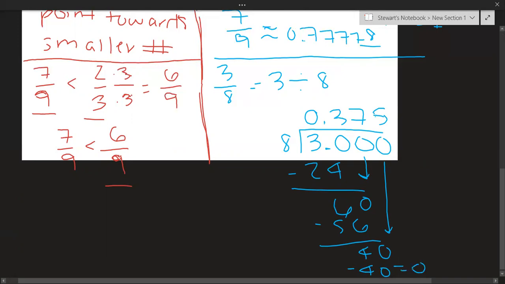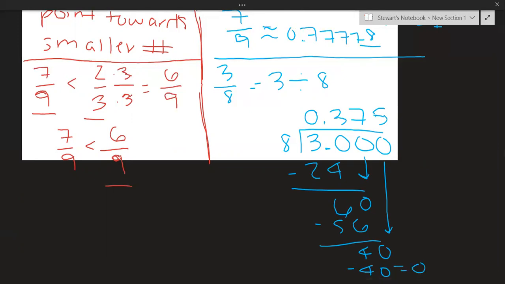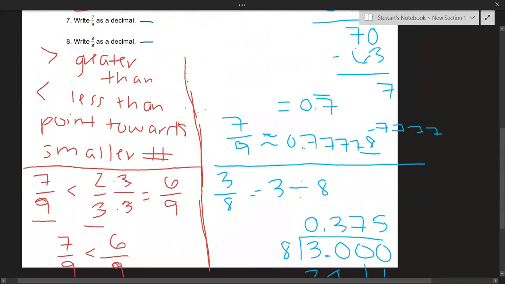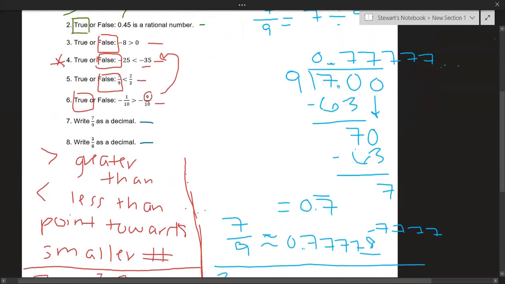So we don't get any remainder. And so you get a decimal that terminates, which is nice. You get 0.375, which is 3 divided by 8. And that is how you convert fractions into decimals. You just divide them how they're stated. 3 divided by 8, 7 divided by 9, whatever two numbers you have.